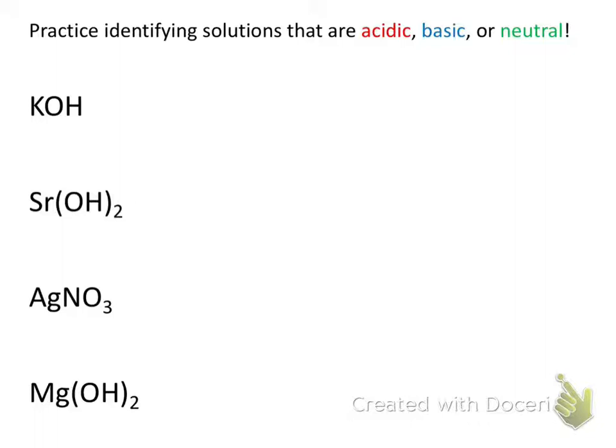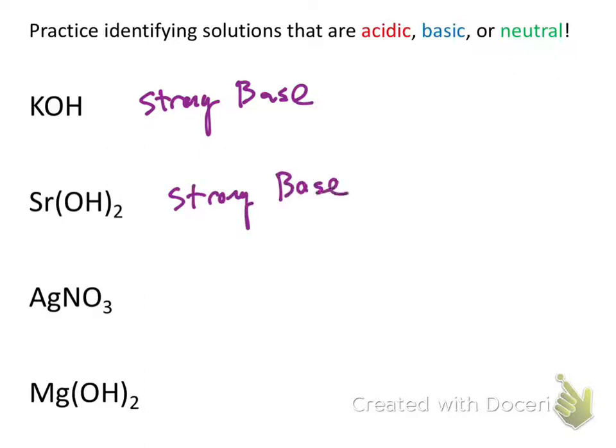Up next, KOH. How do we identify KOH? Well, got to do the pause. Pause. Beep. Resume. KOH is a strong base. It's going to dissociate completely. Up next, we have strontium hydroxide, Sr(OH)2. It's a strong base. It's going to dissociate completely. Up next, we have silver nitrate. This dissociates into Ag+ and NO3-. NO3- is negligible. Ag+ is acidic. It is a transition metal cation.